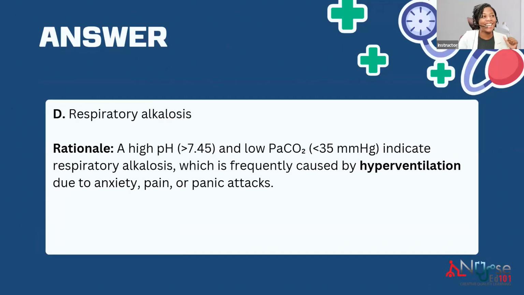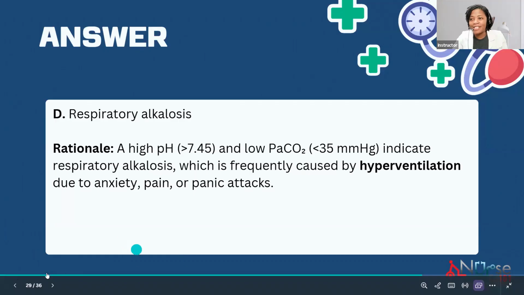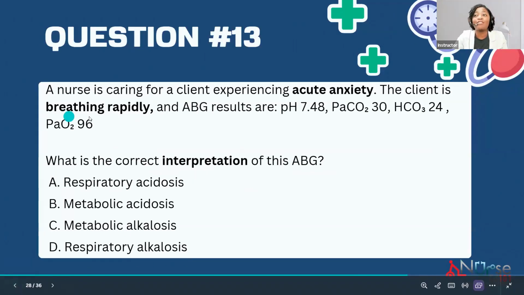It is D, baby. That high pH of greater than 7.45. I think our patient's was 7.48, which makes them alkaline, right? And the fact that they had lower CO2, 30 if I recall correctly, lets us know we have a respiratory issue, and it's alkalosis. Remember, respiratory alkalosis and hyperventilation go together. That's why I was intentional about bolding the rapid breathing.